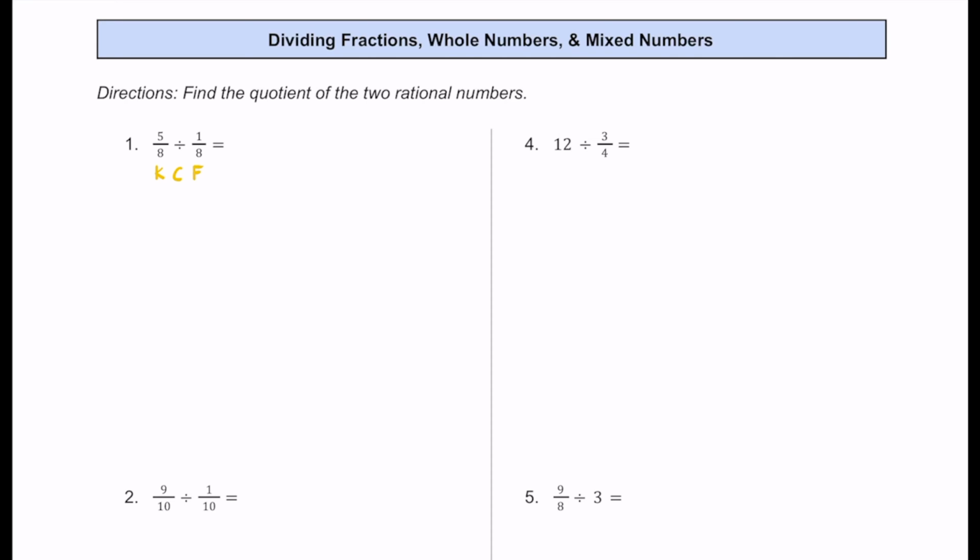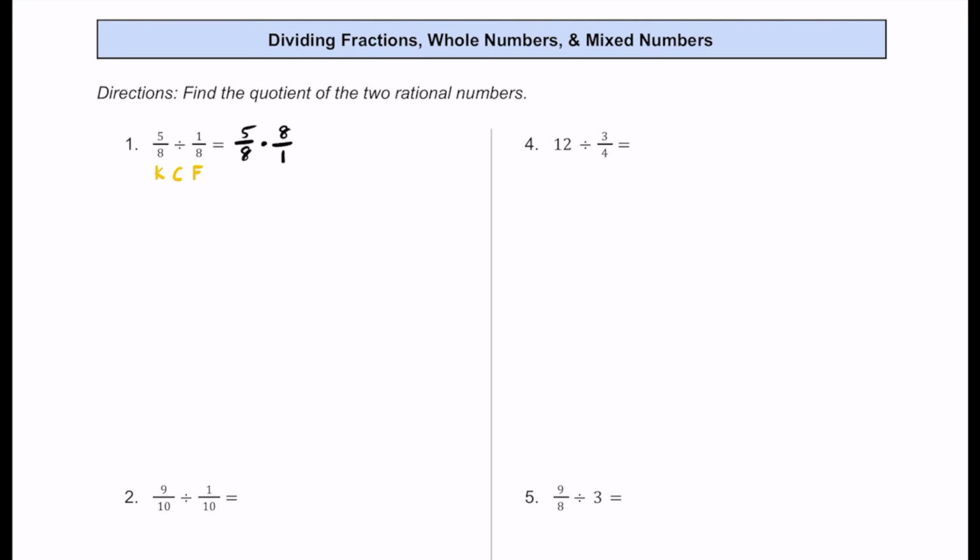Okay, so if we keep the first fraction, that's going to stay as 5/8. If we change division to multiplication, and then flip the 1/8 to make it 8/1, this will be the new problem, but now it's a multiplication problem. So we keep, change, flip, or we can also consider this as multiplying by the reciprocal of the second fraction. Okay, at this point, you can do a couple of different things.